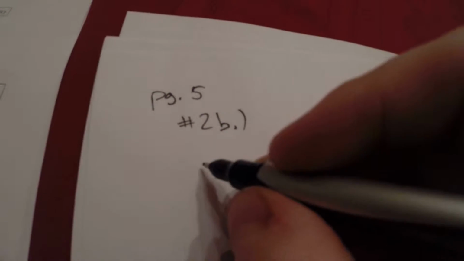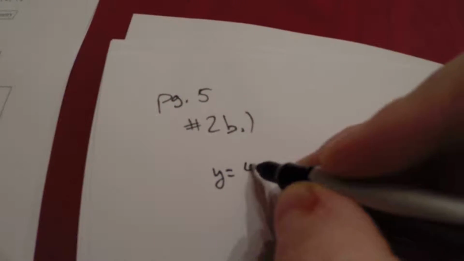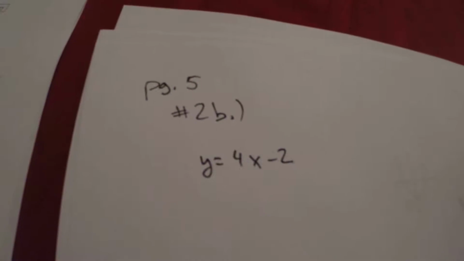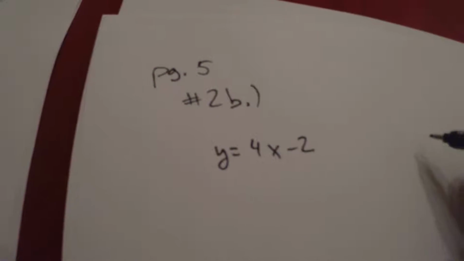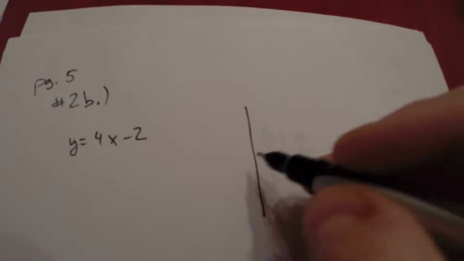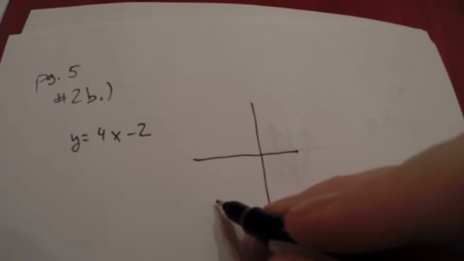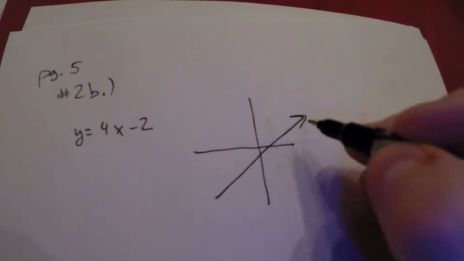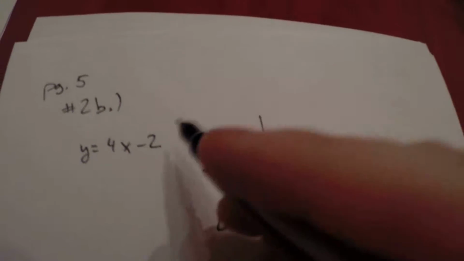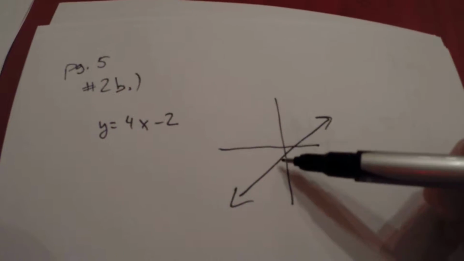All right, now I'm gonna work on page 5, number 2b. So number 2b gives me y equals 4x minus 2. Now, what you can do first off is, if you think about the picture, it's going to look like this. This minus 2 shifts the function down.